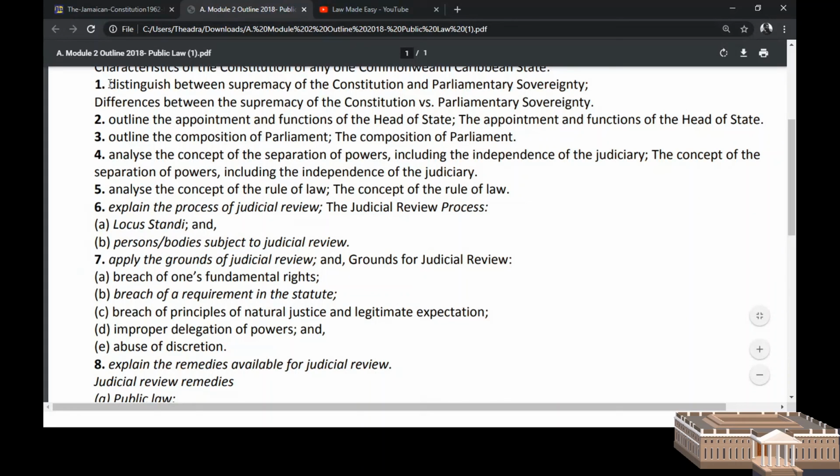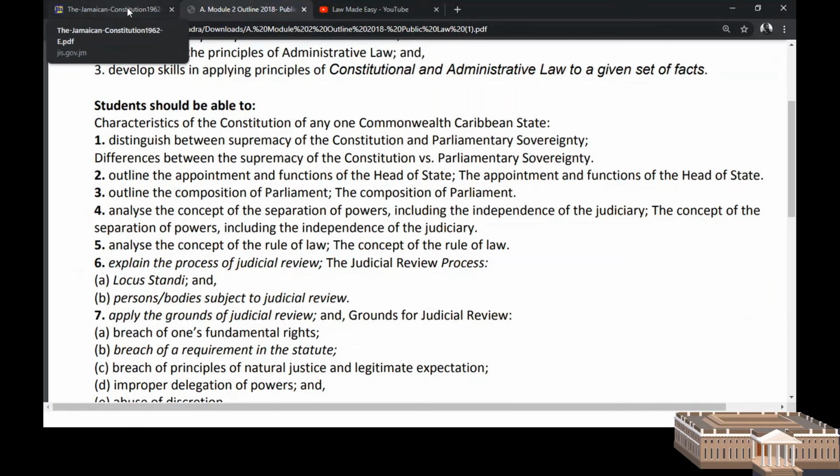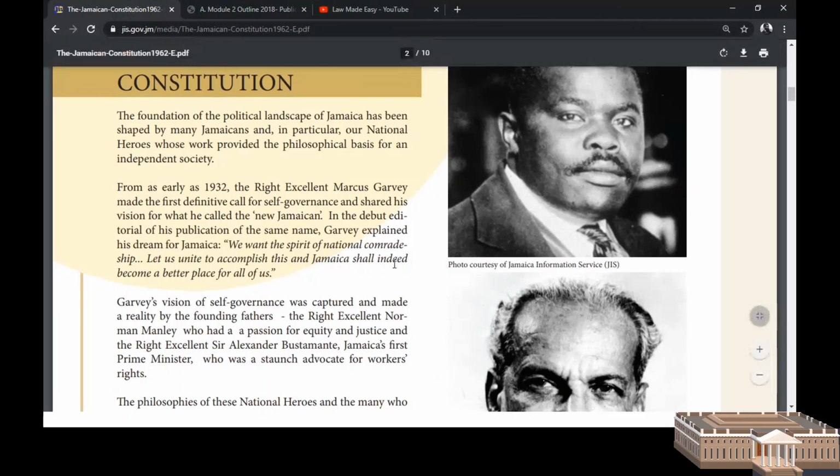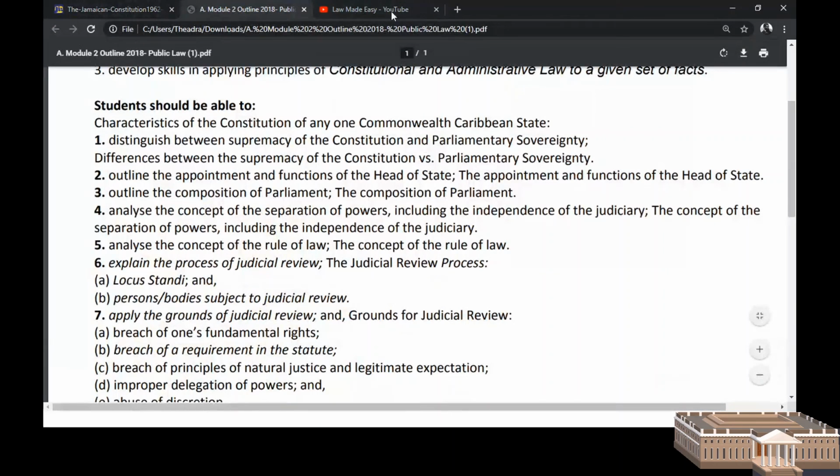Today, we have distinguished between the supremacy of the constitutions of the Caribbean and parliamentary sovereignty in countries like the UK. Of course, we remembered and observed the characteristics of the Constitution, and you are advised to visit the following documents that will be provided for you: the architects of the Constitution and the Constitution in a nutshell, both provided by Jamaica Information Services.